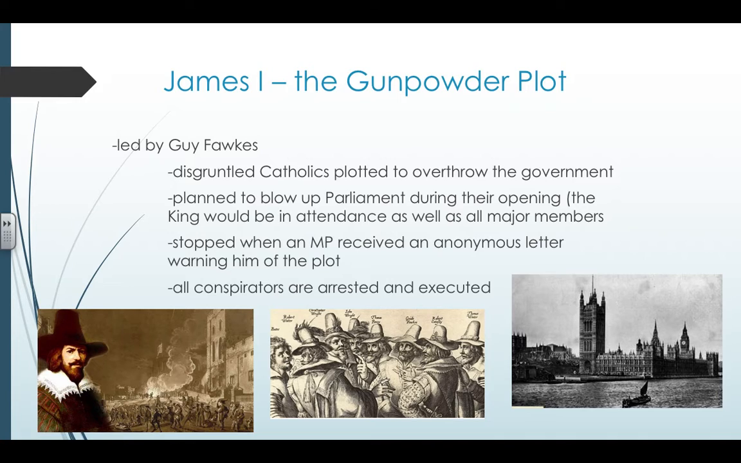However, right before this event is supposed to take place, a member of Parliament receives an anonymous letter warning him of the plot. All of the conspirators, including Guy Fawkes, are arrested and executed for their involvement in the plot. So nothing actually happens with this, but it has still been greatly remembered throughout English history. It's a great example of the discontent people had with James.